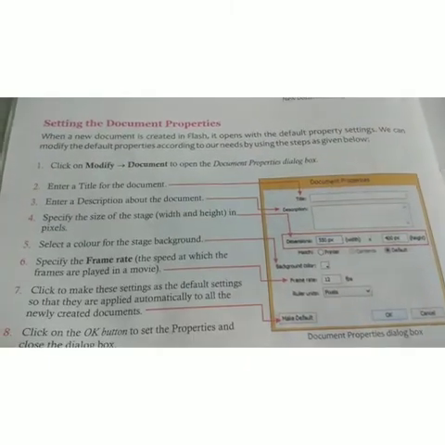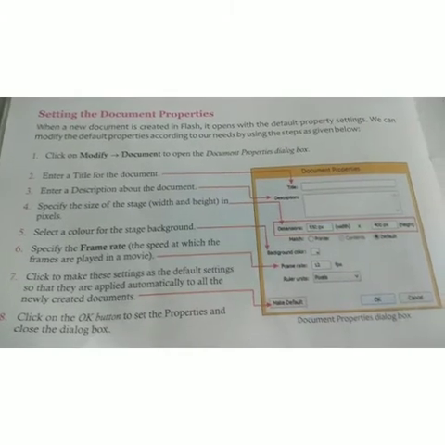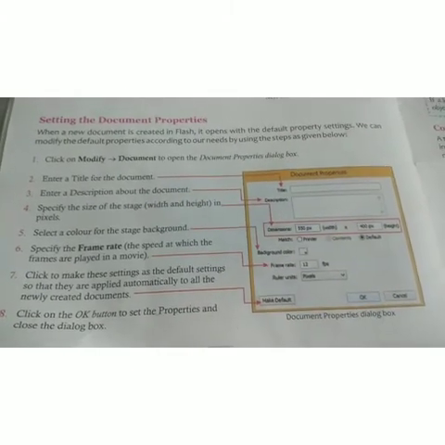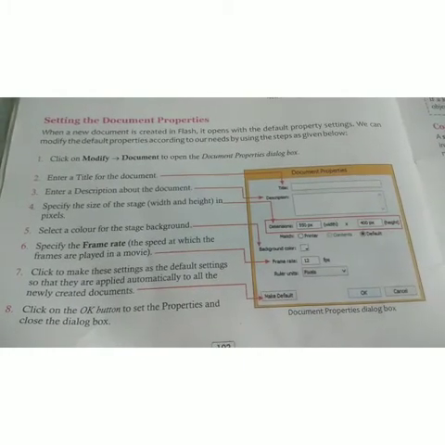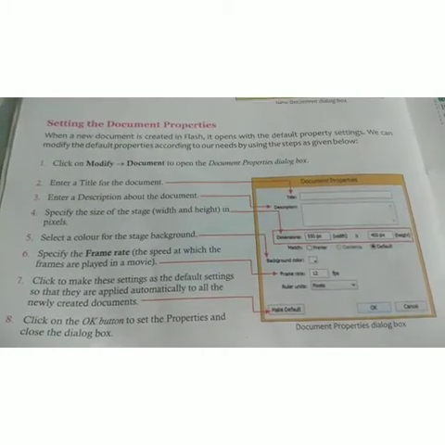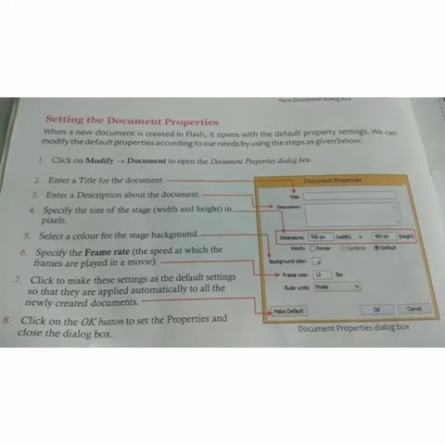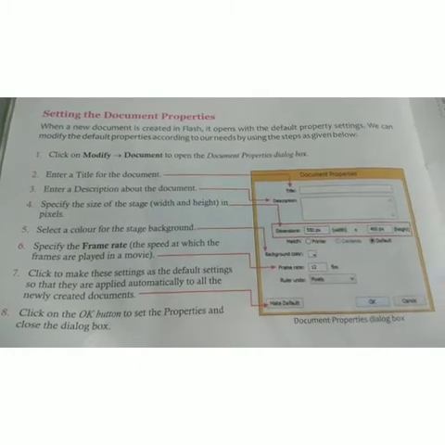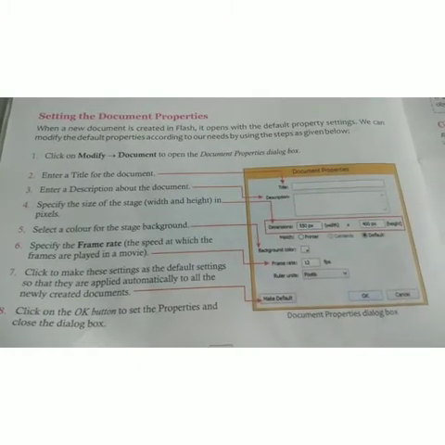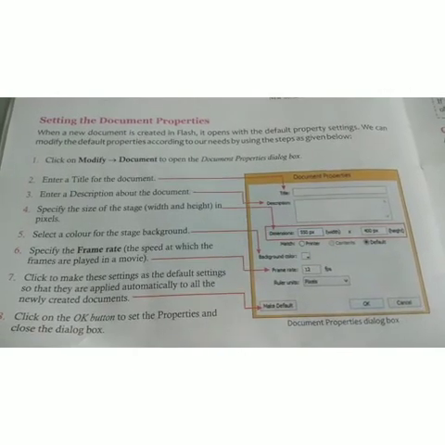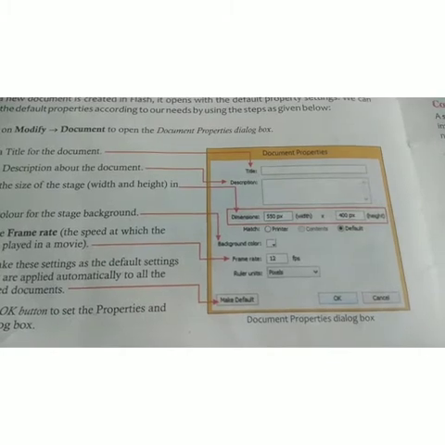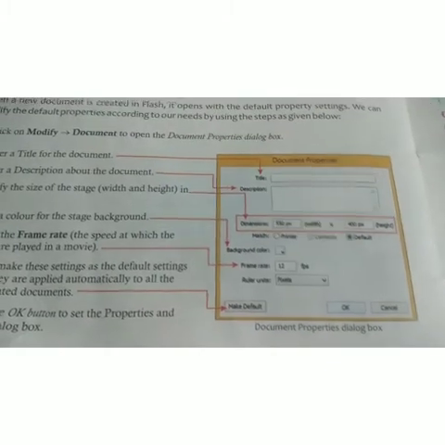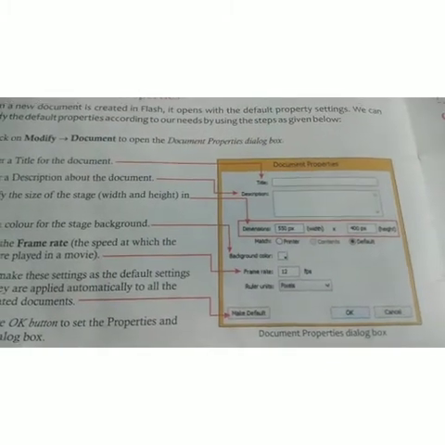Fifth, select a color for the stage background. Sixth, specify the frame rate, the speed at which the frames are played in a movie. Seventh, click to make these settings default settings so that they are applied automatically to all the newly created documents. Then finally, the last step: click on the OK button to set the properties and close the dialog box.